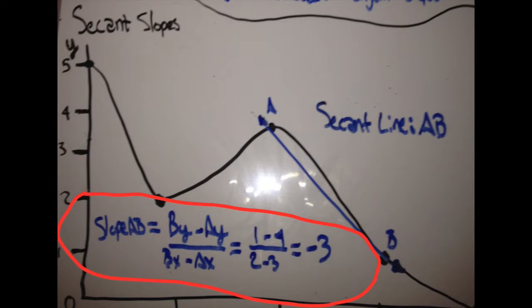In order to find the slope of 2 points, you need to find the y value of b minus the y value of a over the x value of b minus the x value of a. This, in conclusion, shows it is rise over run. Doing the calculations, we get -3.